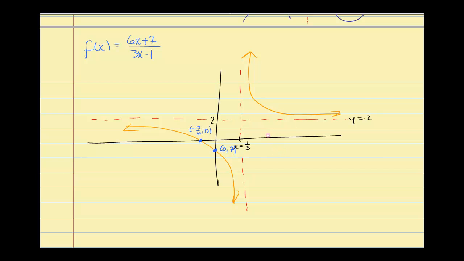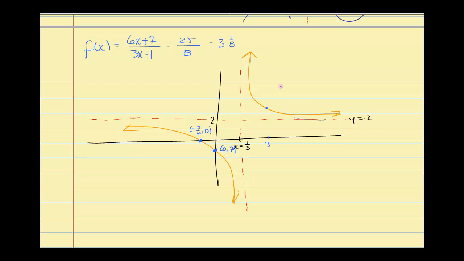So we could plug in a value, let's say like 3, just to see what we get. Plugging in 3 up here, I get 18 plus 7, which is 25. Plugging in 3 into our denominator, I get 9 minus 1, which is 8. 25/8, that's 8 times 3 is 24 with a remainder of 1, so I get 3 1/8. So if I plug in a 3, I get out a 3 1/8, which has to be above. So that gives me the fact that I'm up here in this region.